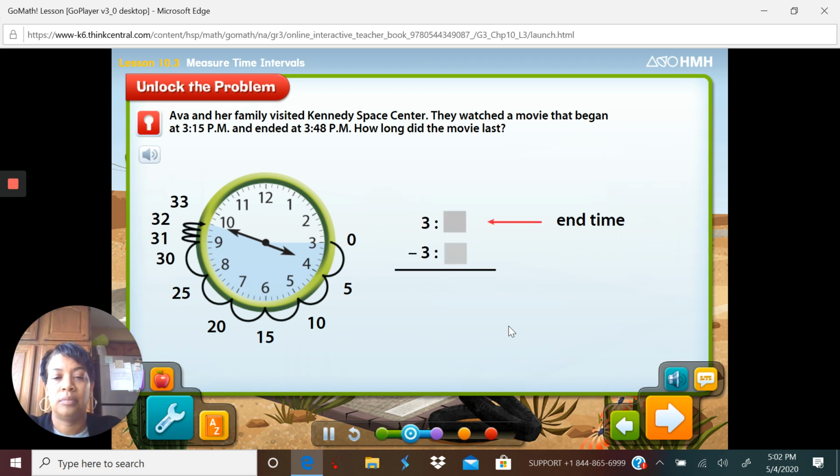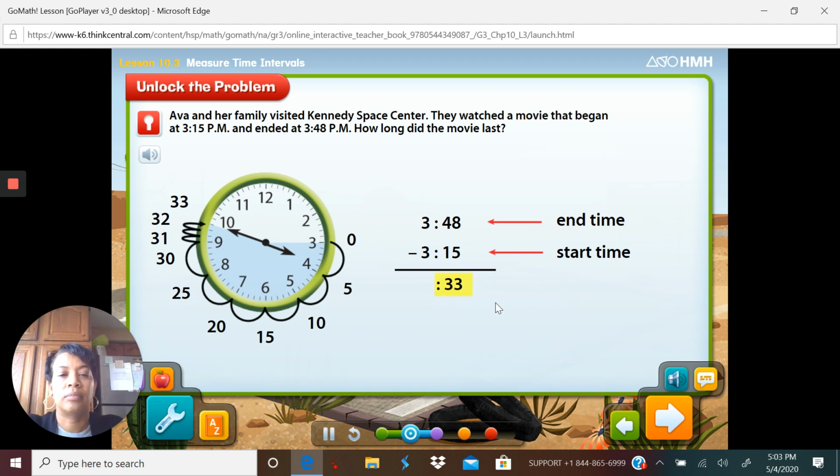Another way to solve the problem is to use subtraction. Begin with the end time. All right, so we know the movie ended at 3:48. Then subtract the start time, which was 3:15. Since the hours are the same, subtract the minutes. So now the hours are the same, so this is why it's easy to do it this way, but you can't always do that if the hours are not the same. So because they are, we only have to look at the minutes and subtract 48 minus 15.